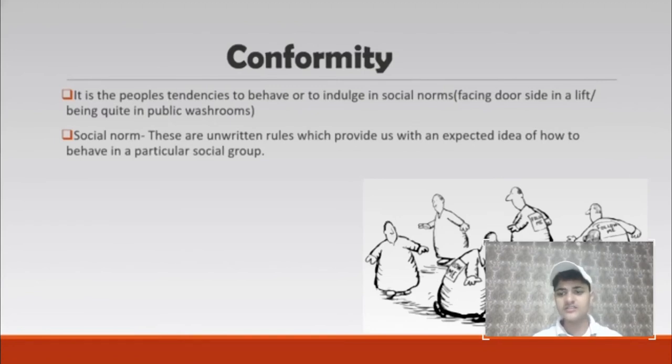As you can see in this picture, they're just following each other. They don't know why they're doing it, but they're just doing it to fit into a social group. So this is what conformity looks like.